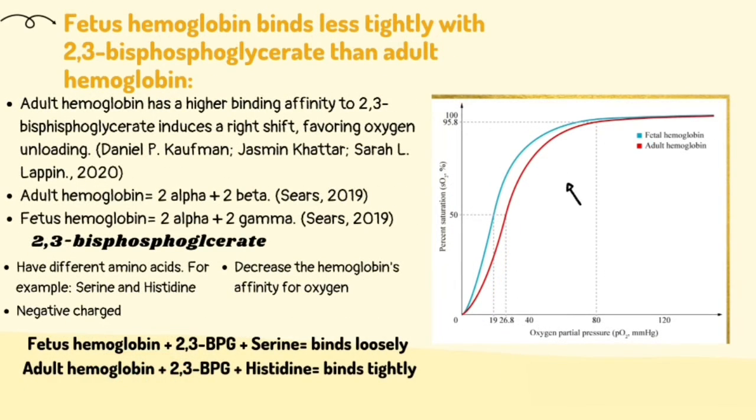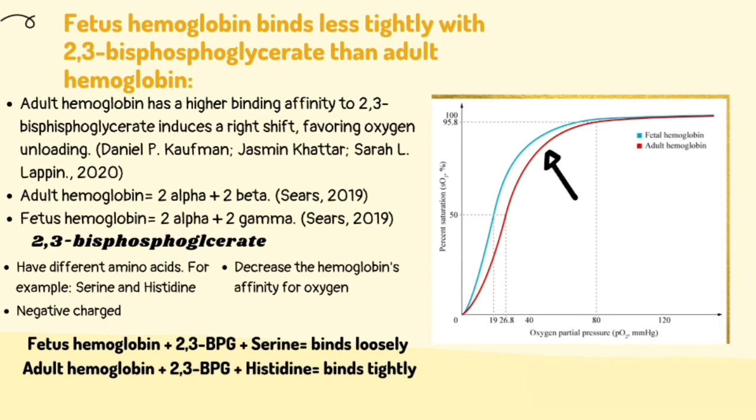Next, fetal hemoglobin binds less tightly with 2,3-bisphosphoglycerate than adult hemoglobin. Fetal hemoglobin also shows a decreased affinity for the metabolic intermediate 2,3-bisphosphoglycerate or 2,3-BPG, produced in tissues with high energy use. In adult hemoglobin, a higher binding affinity to 2,3-BPG induces a right shift, favoring oxygen unloading.